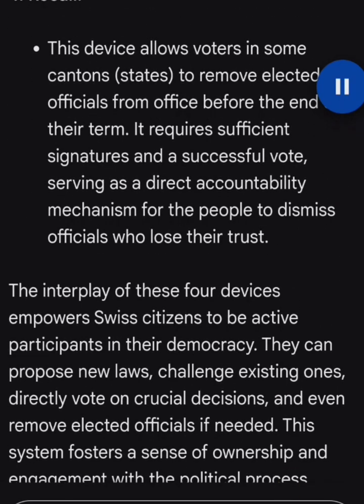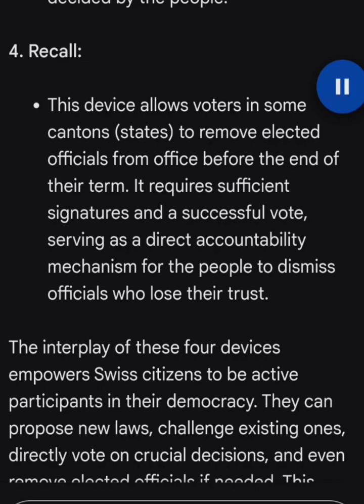4. Recall. This device allows voters in some cantons, states, to remove elected officials from office before the end of their term. It requires sufficient signatures and a successful vote, serving as a direct accountability mechanism for the people to dismiss officials who lose their trust.